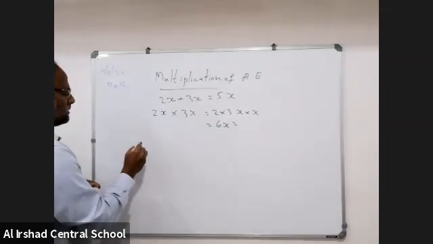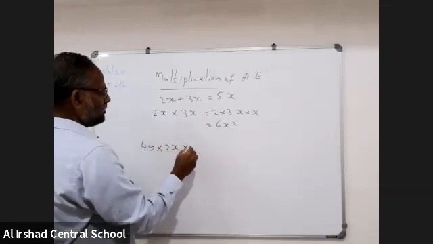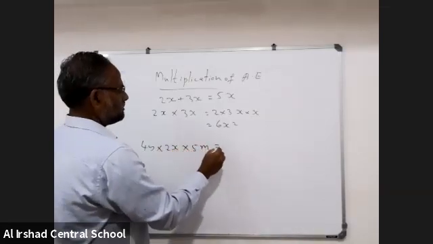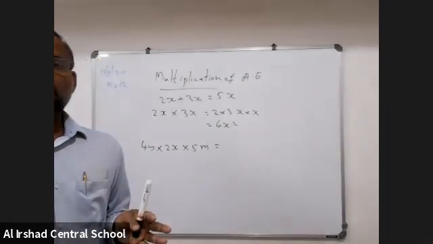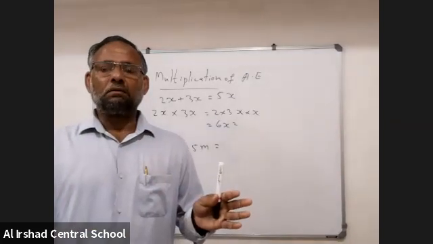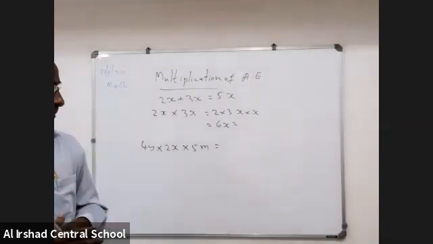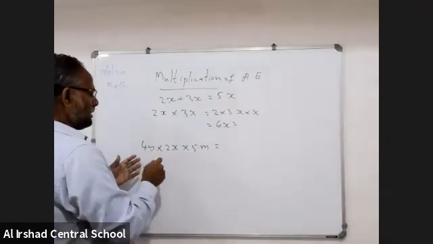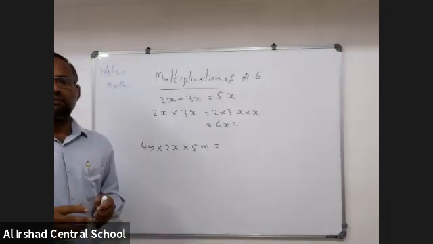Now listen here, 4y into 2x into 5m. What is the multiplication? Compare the addition and multiplication. For addition, we have to check like terms only. We can add like terms only. But for multiplication, we can multiply. Doesn't matter how many. That is the multiplication. Addition and subtraction, like terms only.